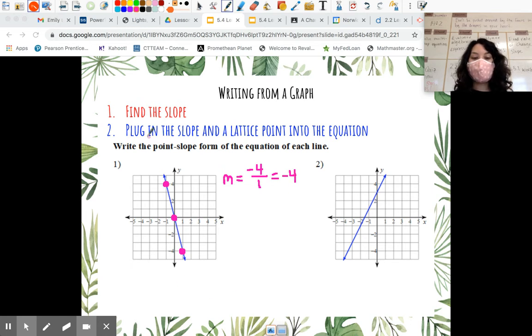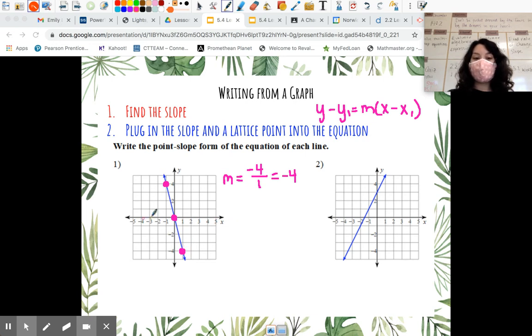The next thing I need to do is plug in the slope and a lattice point, specifically one of these 3 points, into the equation, which again, point slope form is the following. Now, just like in lesson 1, where I showed you that sometimes there's different ways to write your answer, same for these graphs. I have 3 points here. There's 3 different correct answers for this problem. I just need to pick one of them. It doesn't matter which one you pick. You could pick this one, or this one, or this one.